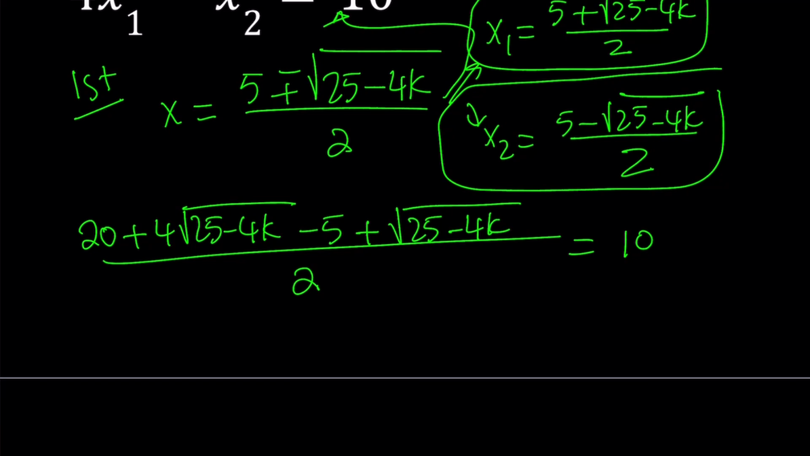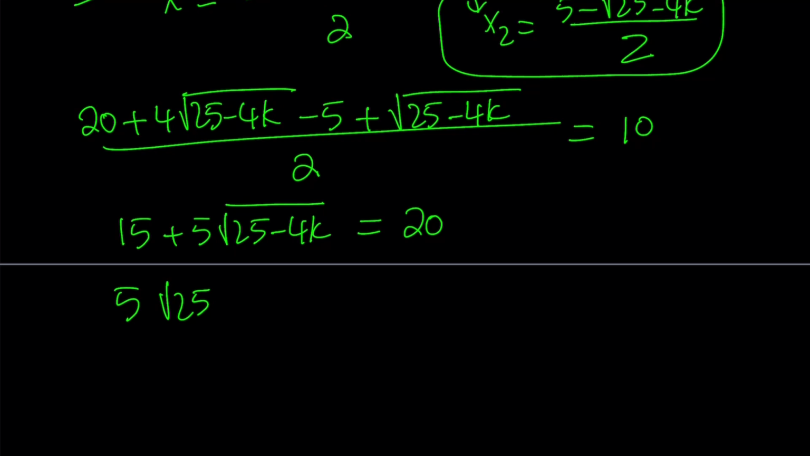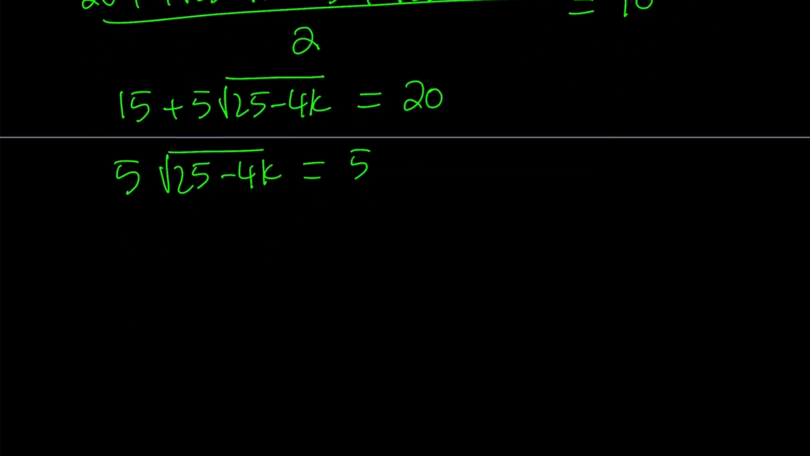Now, we have some like terms in the numerator. Let's go ahead and simplify this fraction. 20 minus 5 is 15. And then we have 4 times the radical plus 1 times the same radical. That is going to make 5 times that. And all of that is divided by 2, but that equals 10. So if you just cross multiply 2 times 10, you get 20. Subtract 15 from both sides. And you're going to get 5. Divide both sides by 5. You're going to get the radical equals 1.